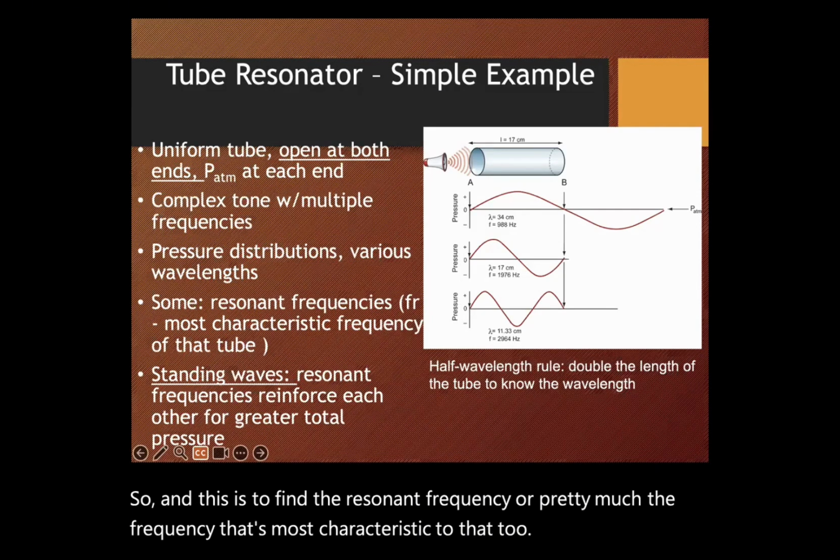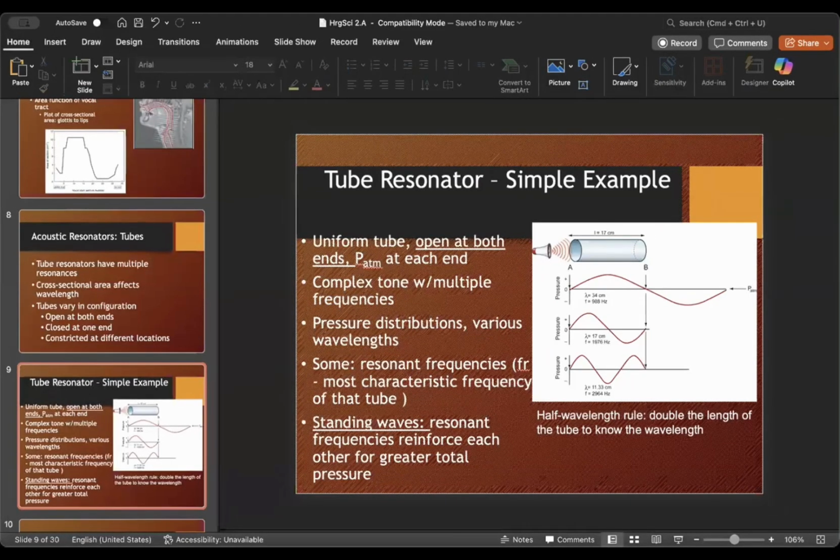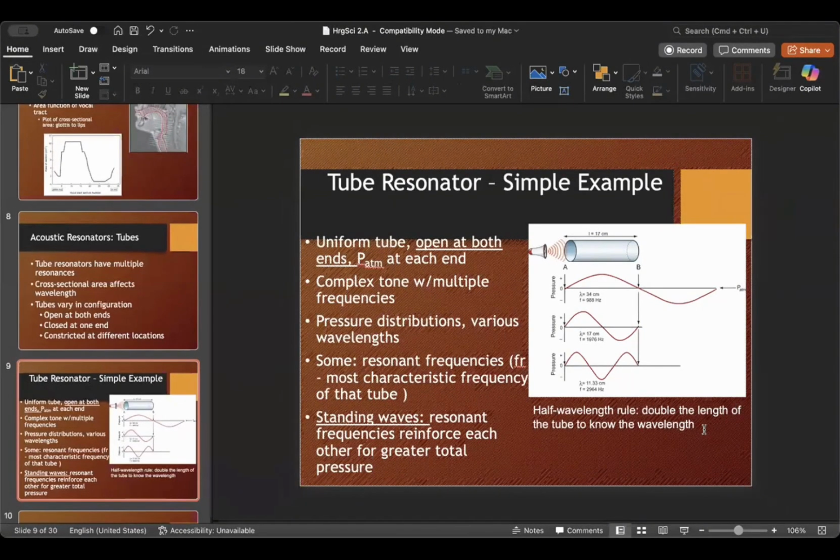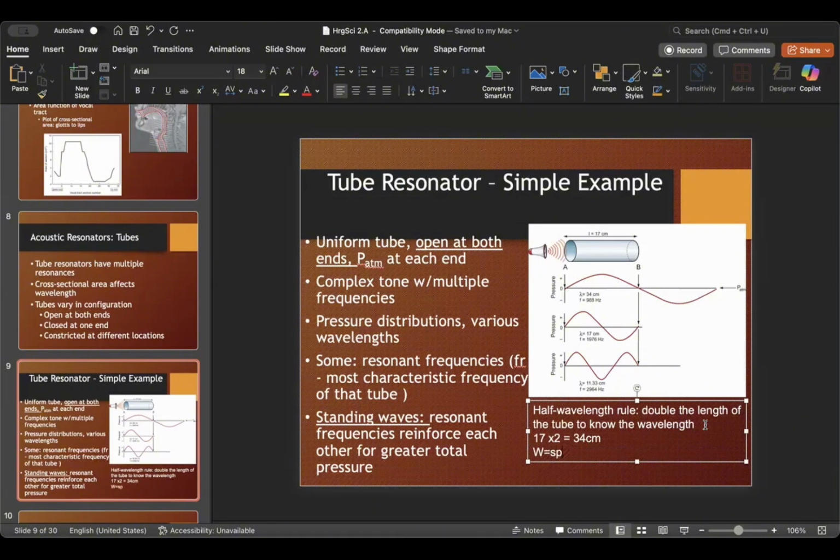So let's do some math for this example. If we're trying to find the wavelength of this tube, it starts with 17 centimeters, but since it's a half, we have to multiply that by 2, which gives us 34 centimeters. And then for wavelength, we have wavelength equals speed of sound, or S, over frequency. So this rule will technically be cross multiply.